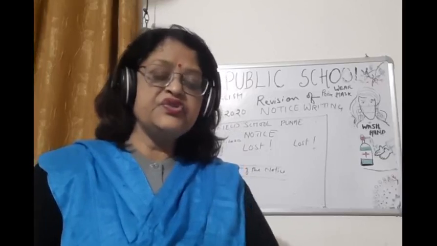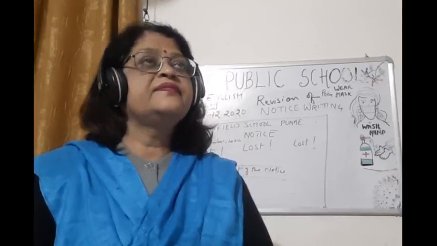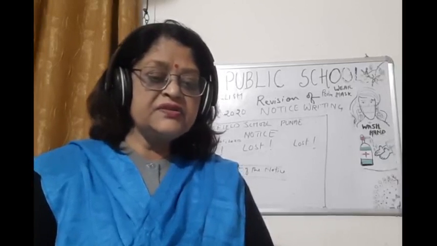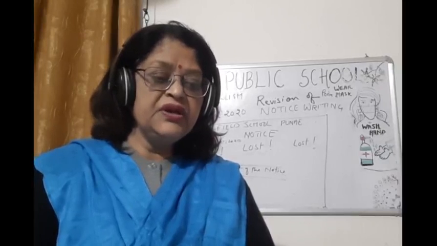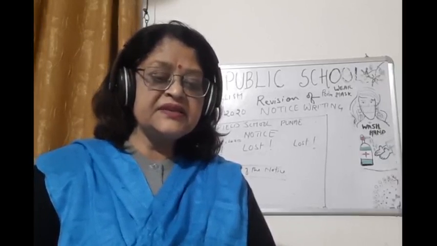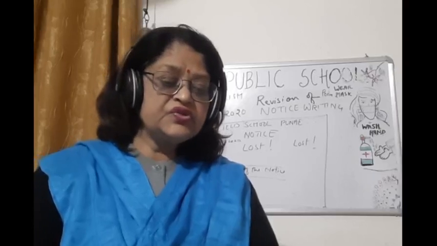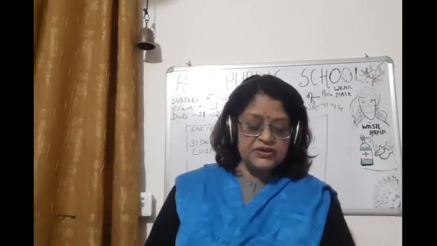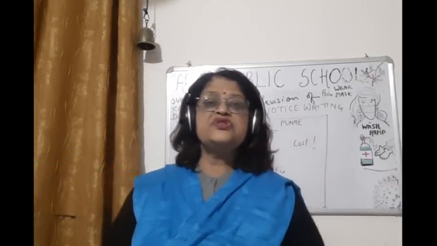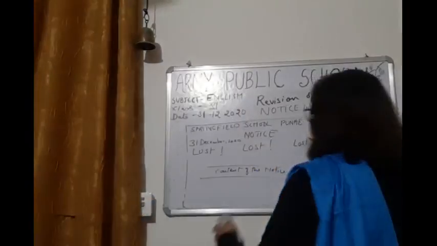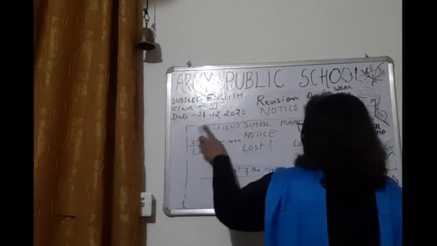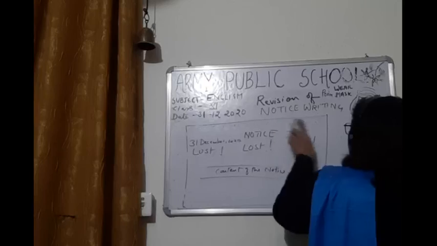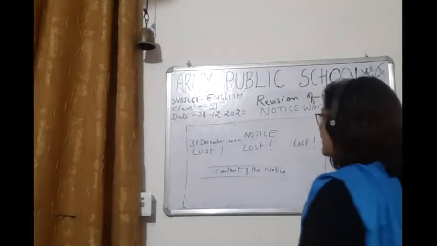One more lost notice we can discuss. You have lost your pencil box in the school library. Write a notice not more than 50 words for your school notice board giving a detailed description of the geometry box. So children, how are you going to start? Now here again the name of the institution is not there. So if the name of the institution is not there, you can write the name of any institution. You can write the name of your school also.